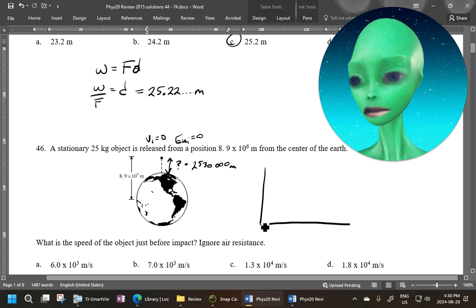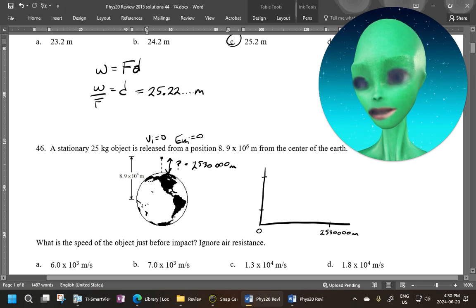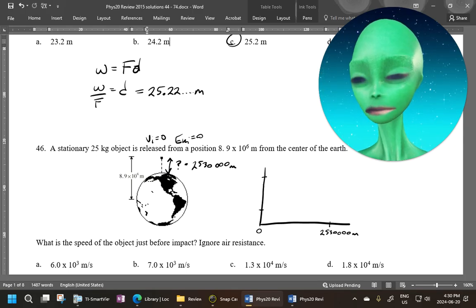So here's my distance. I'm starting from 0, going all the way up to 2,530,000 meters. And then I'm going to be going from a force to another force. So the force is not going to be a nice constant change here. This is going to be a really hard question, I'm thinking.